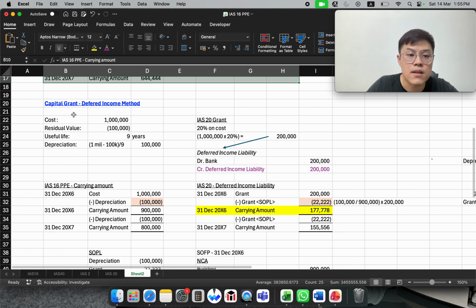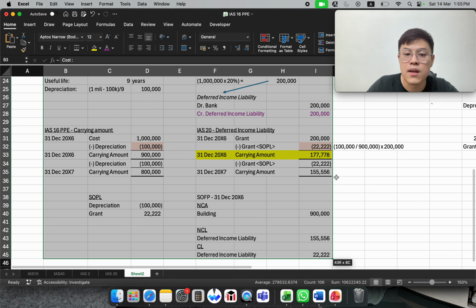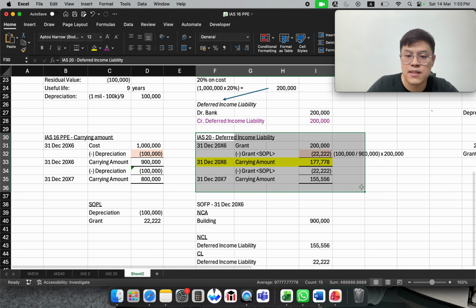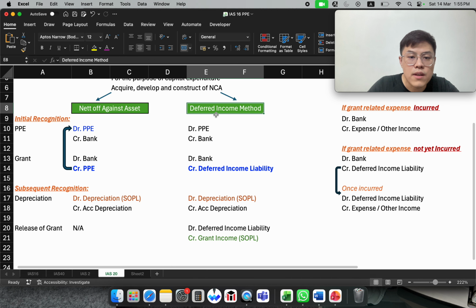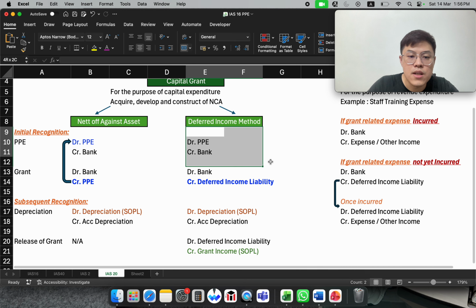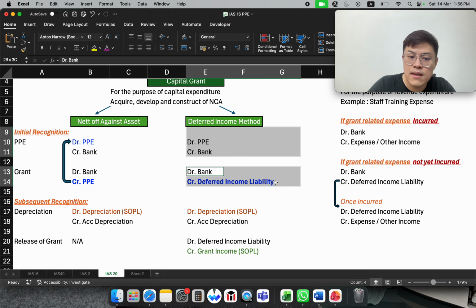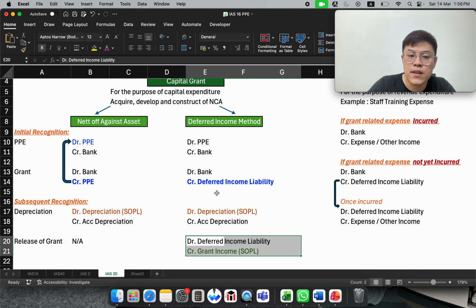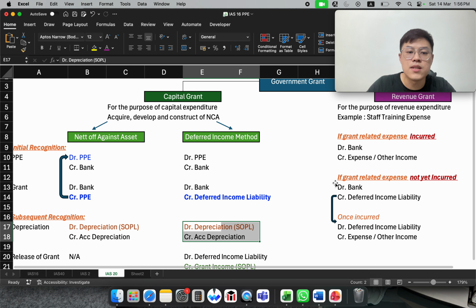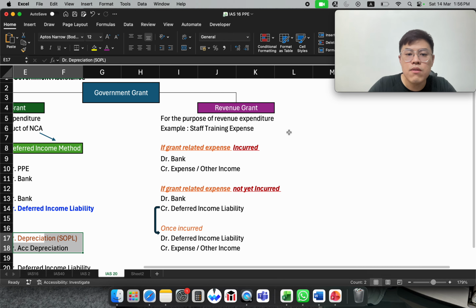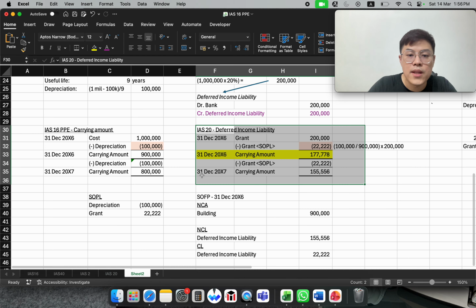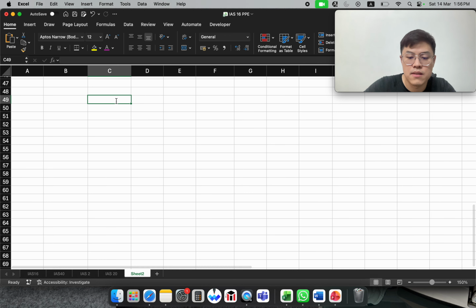If you are using the deferred income liability method, it will be complicated because you need to maintain a separate schedule to record this part. So this is for your deferred income method. Initial measurement, grant deferred income liability as a new account, and you will release the grant every year, you will depreciate every year. So this is for capital grant. If we are talking about revenue grant, it will be much simpler. We are talking about we are spending expenses.